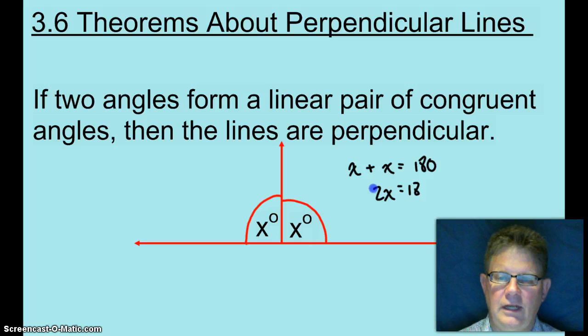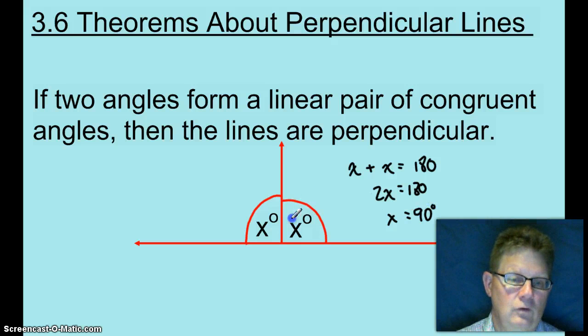2x equals 180. Divide both sides by 2. x equals 90. So both these angles must be right angles because their measures are 90. And that's the definition of perpendicular lines: lines that intersect to form right angles. Alright, let's go ahead and move on.